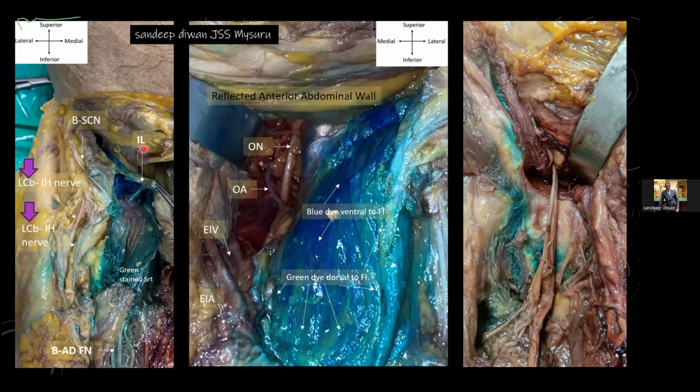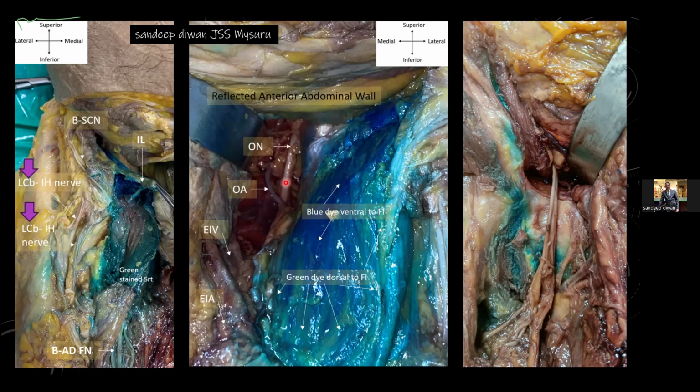When we dissected further, we found that now this is the inguinal ligament. We found that the dye went as far as the lateral cutaneous branch of the iliohypogastric nerve, which was stained, the lateral cutaneous branch of the subcostal nerve, which was stained. Now this is the entire green dye which stained almost everything. You can see some strips of green dye coming more ventrally from the dorsal side.